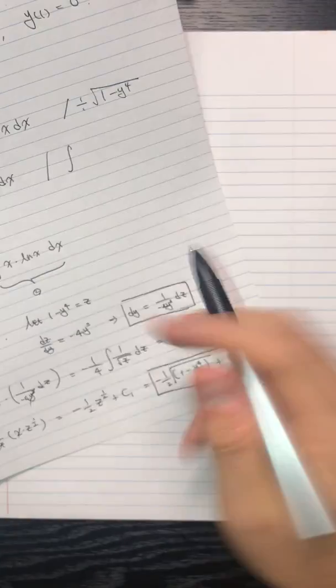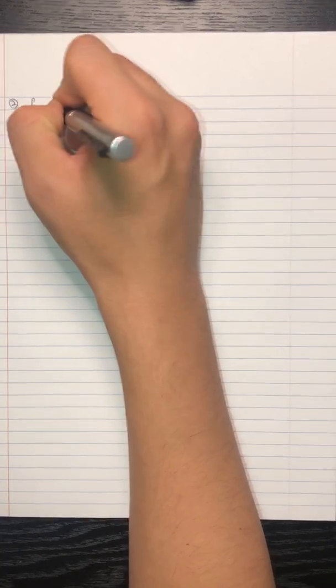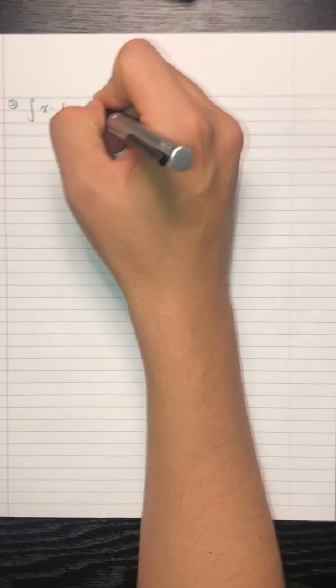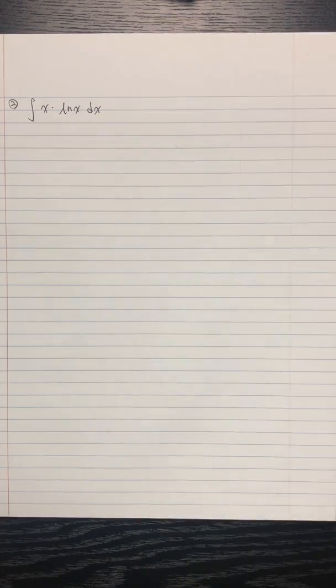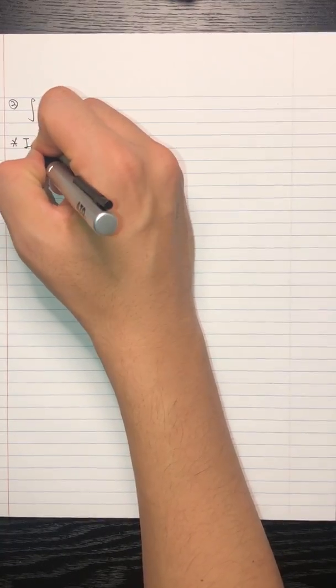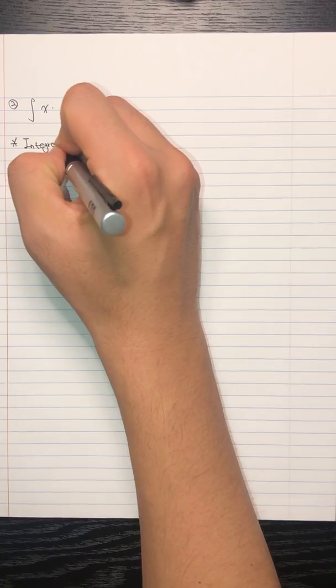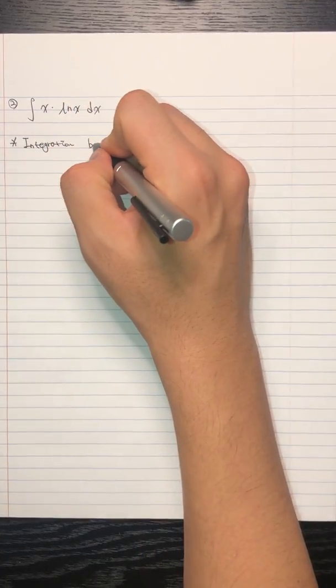Now we're going to focus on the second equation. Number 2 is the integral of x multiplied by natural log x dx. To integrate this, we're going to use integration by parts. So what is integration by parts?